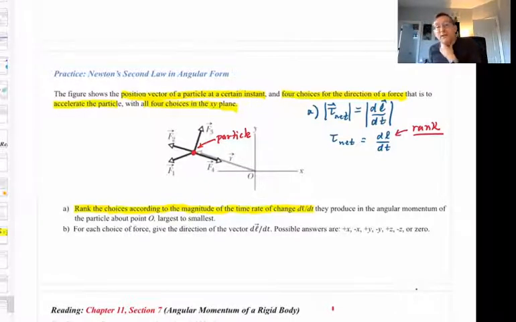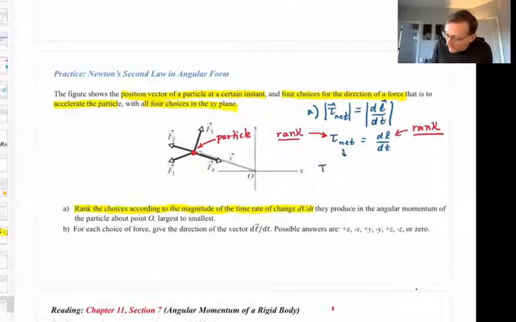Well, Newton tells me that the magnitude of dL/dt is equal to the magnitude of the net torque. So ranking dL/dt is equivalent to ranking tau net. So what I'm actually going to rank is the tau net. But that will also be the ranking for dL/dt. All right, how am I going to rank the tau net? It's just going to come from one force at a time, and those are magnitudes. I'm going to use this form.